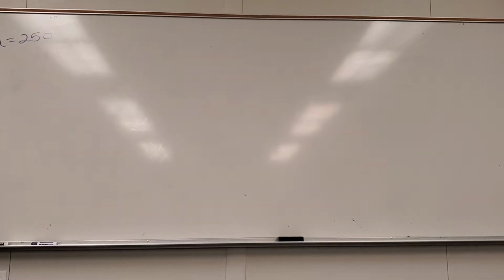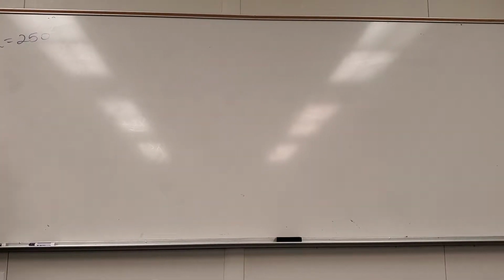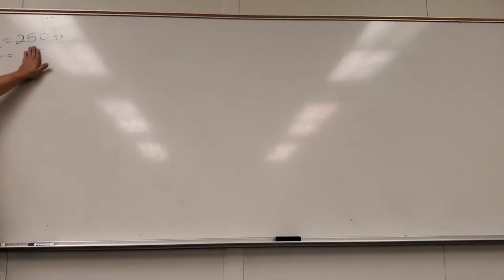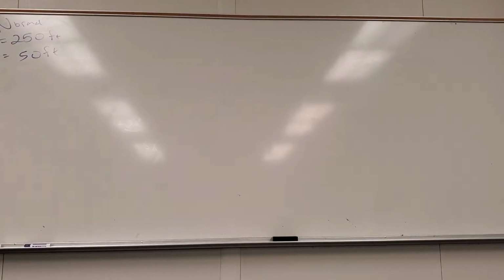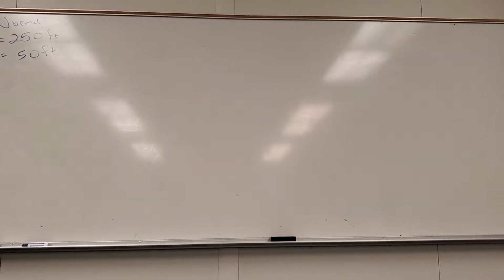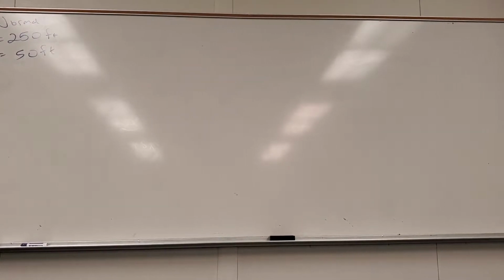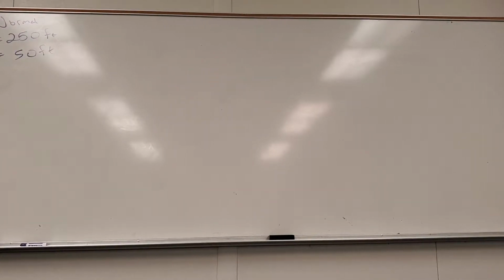So guys, this one says, suppose that the distance a fly ball hits the outfield is normally distributed with a mean of 250 feet, and the standard deviation of 50 feet. If x is the distance in feet for a fly ball.